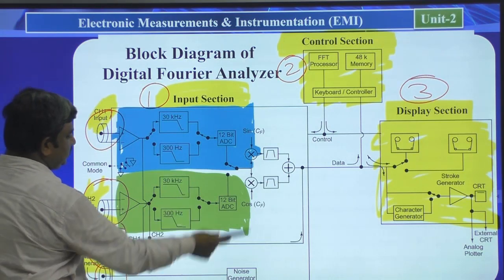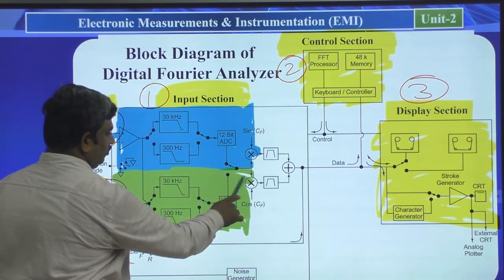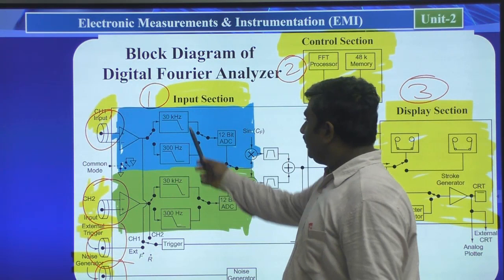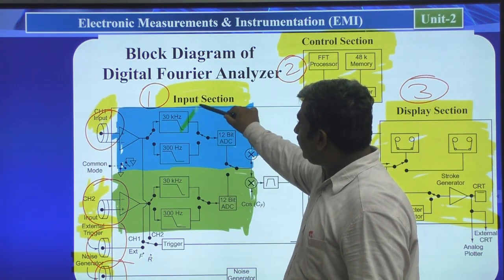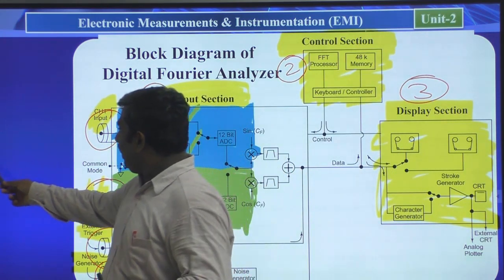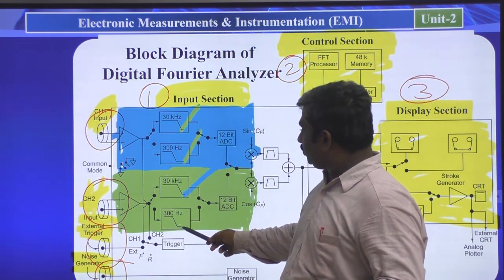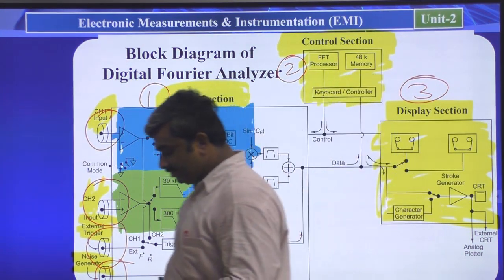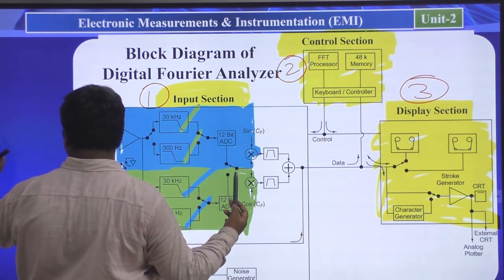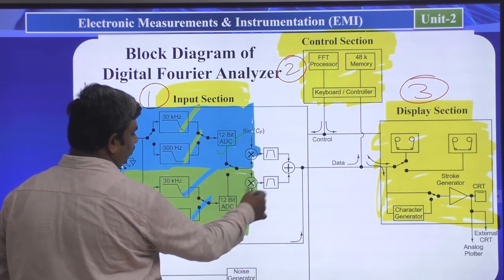Right. So this is the channel 1 and channel 2 section. In the channel 1 section, we have 30 kilohertz and 300 hertz, two types of blocks available. Here also 300 hertz and 30 kilohertz, two blocks available, and here we have the output of the signal. Here we are getting a 12-bit ADC output.